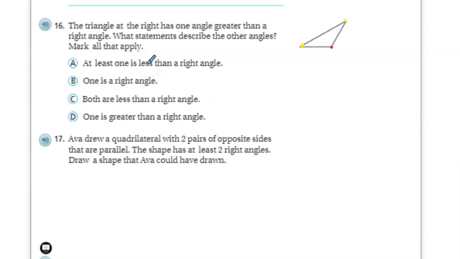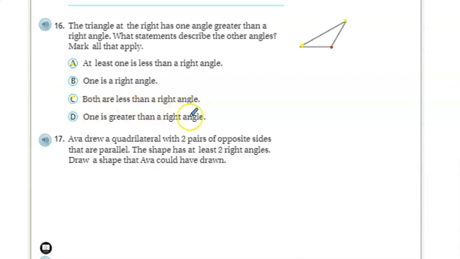Okay, well, let's look at that. Do you have one angle less than a right angle? Yes. Do you have another angle that is less than a right angle? Yes, so at least one is less than a right angle. That is true. One is a right angle. Does anybody see any right angles here? No. Both are less than a right angle. Absolutely, we said both of those are less than a right angle.